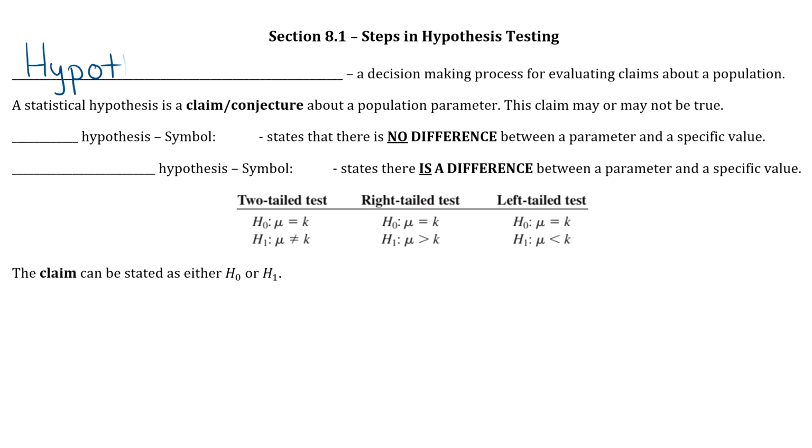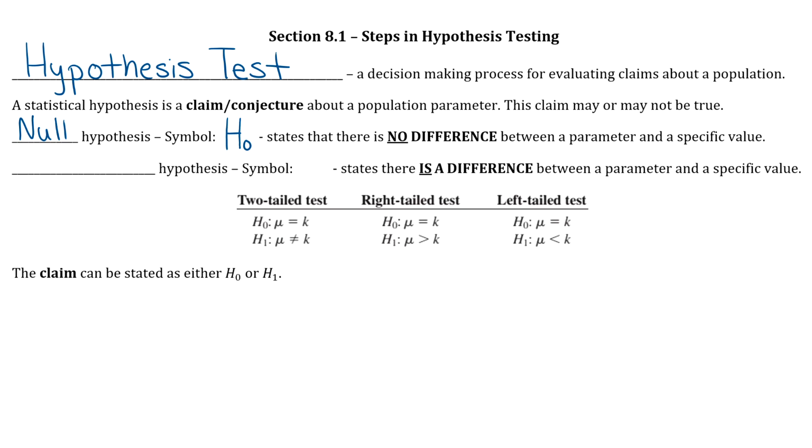So first off, a hypothesis test is a decision-making process for evaluating claims about a population. And a statistical hypothesis is a claim or conjecture about a population parameter, and the claim may or may not be true. Now, every hypothesis test will involve two hypotheses. The first one is called the null hypothesis, and the symbol that our textbook uses for that is H naught. You read that as H naught, or you might hear me say it as H sub 0. So it's just a capital H with a 0 as the subscript.